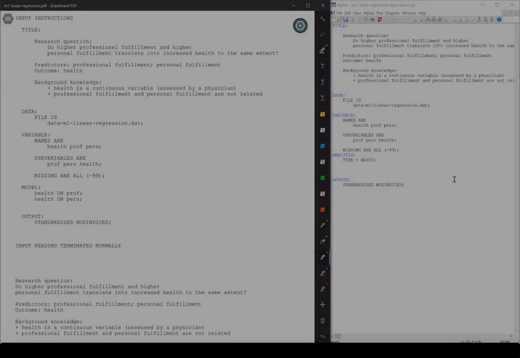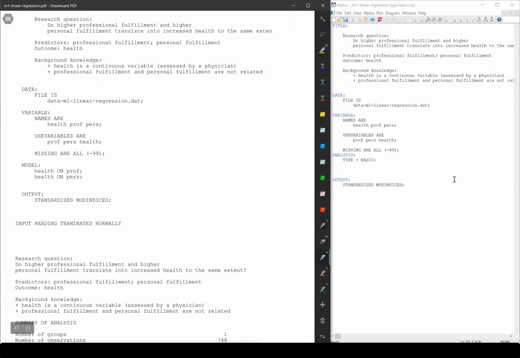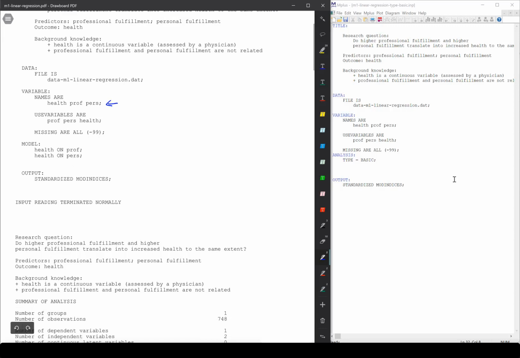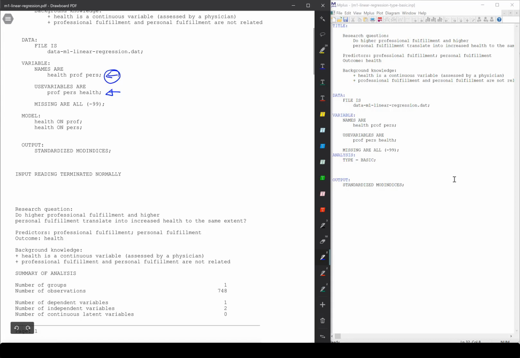So on the left hand side here, we have opened an MPlus output file which includes our linear regression. We see that the variables we're going to use are personal and professional fulfillment and health. These are variables in the data set, and then we specify them here again as the variables we are going to use, and this is our regression model.